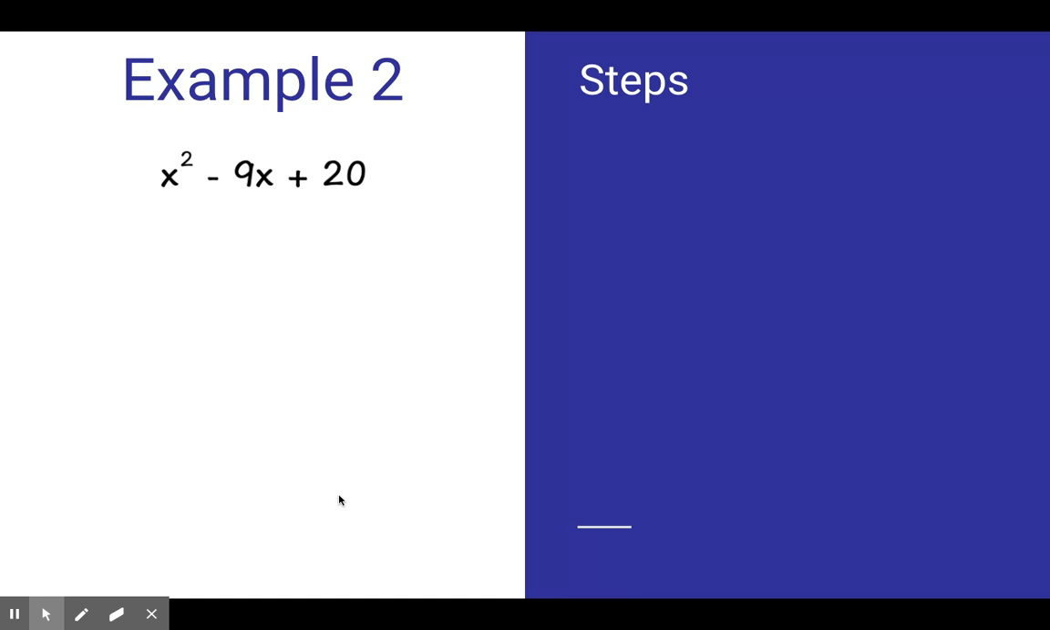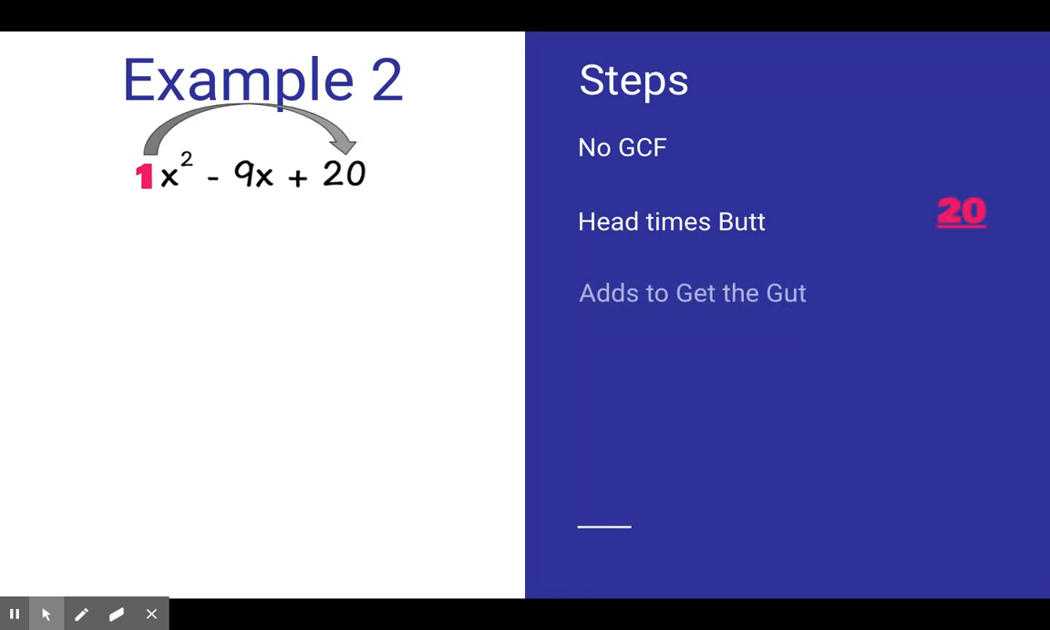So first I want to look for a GCF. There is no GCF because I cannot pull a number out of all three terms. So then I'm going to do head times butt. Remember our head is 1 here. So I want factors of 20 that give me the gut, which would be negative 9 in this case. So I want to list all my factors of 20.